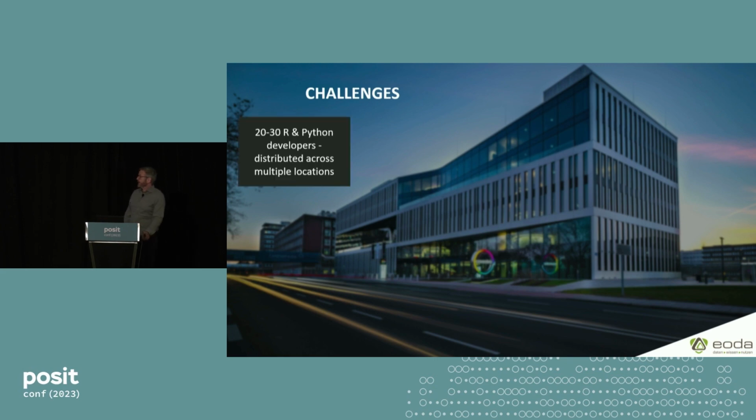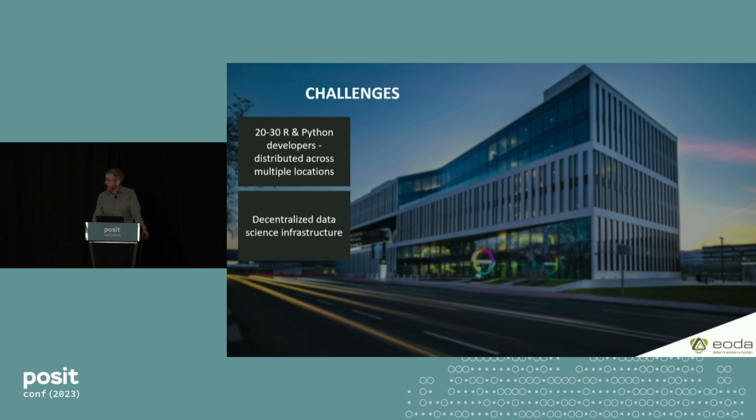So the challenges were: there were 20 to 30 R and Python developers. Well, that's not the challenge in itself, but they were distributed across multiple locations and multiple business lines. There was something like an internal meetup of the data scientists, where they exchange what they do, but they didn't really feel like a common group. They were more or less split across their departments. The data science infrastructure itself was pretty much decentralized. They had some advanced workflows, but basically everybody was working on his or her laptop.